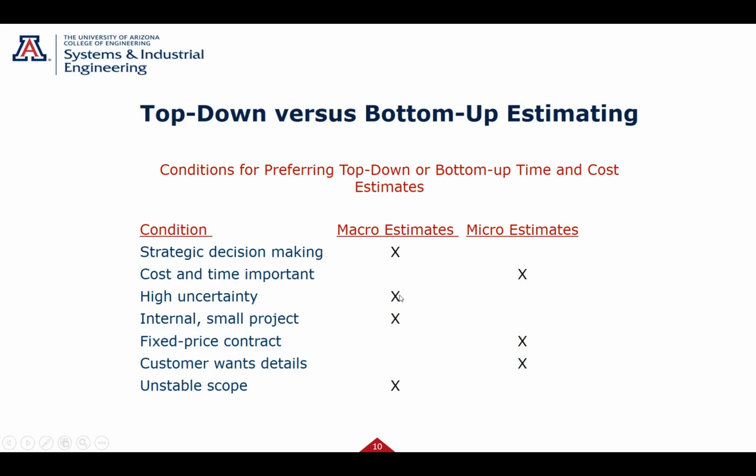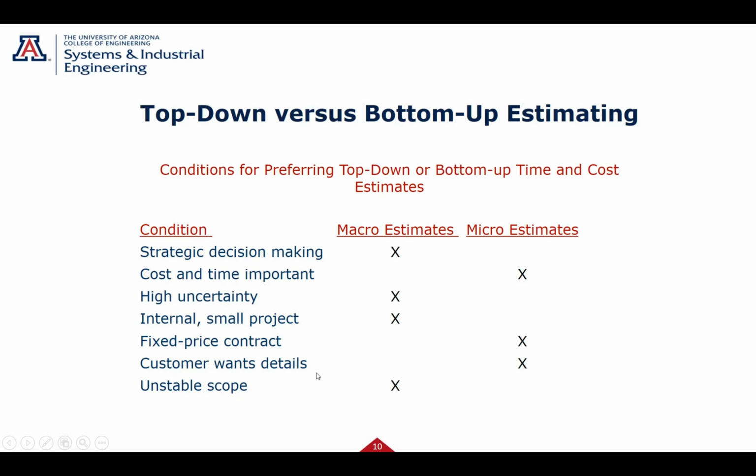Same thing with some internal small projects. It's maybe internal, it's your money, you're trying to trade them off. Again, some top-down is good. Fixed price contracts: we really haven't talked about these yet in the order of the chapters, but we'll get into this a little later. If you have to bid fixed price, that means what you bid is what you're going to get paid, period. It's fixed. Then you might want to do a bottom-up estimate so you have a good idea what it's going to cost you.